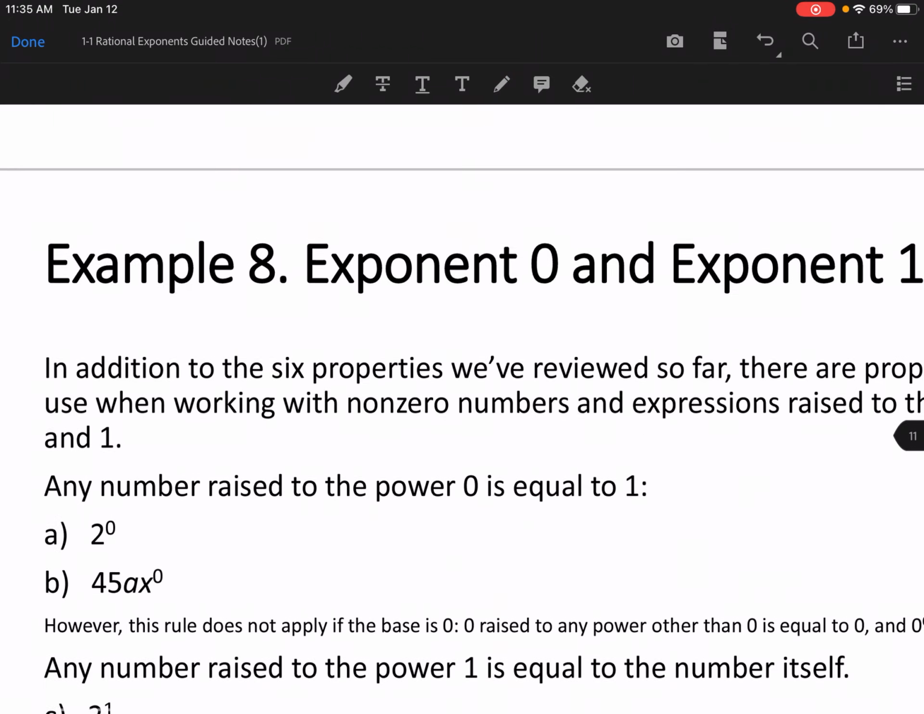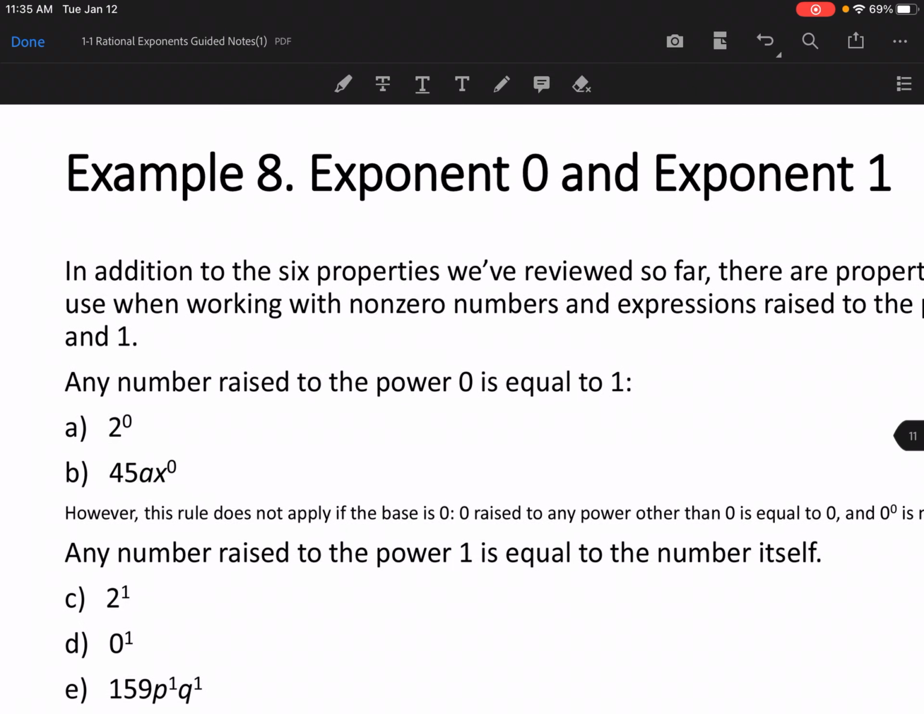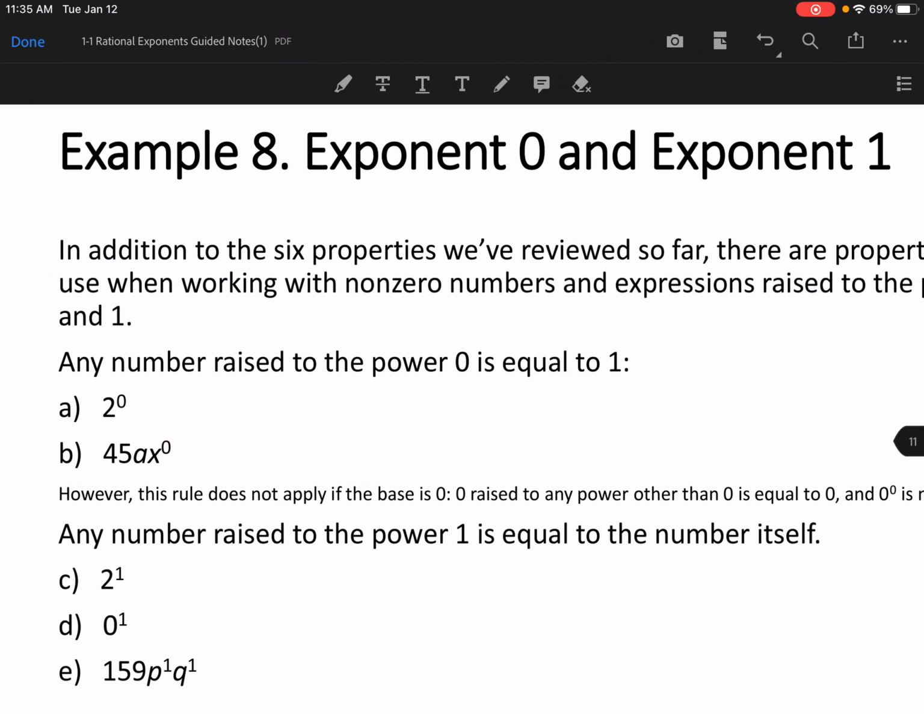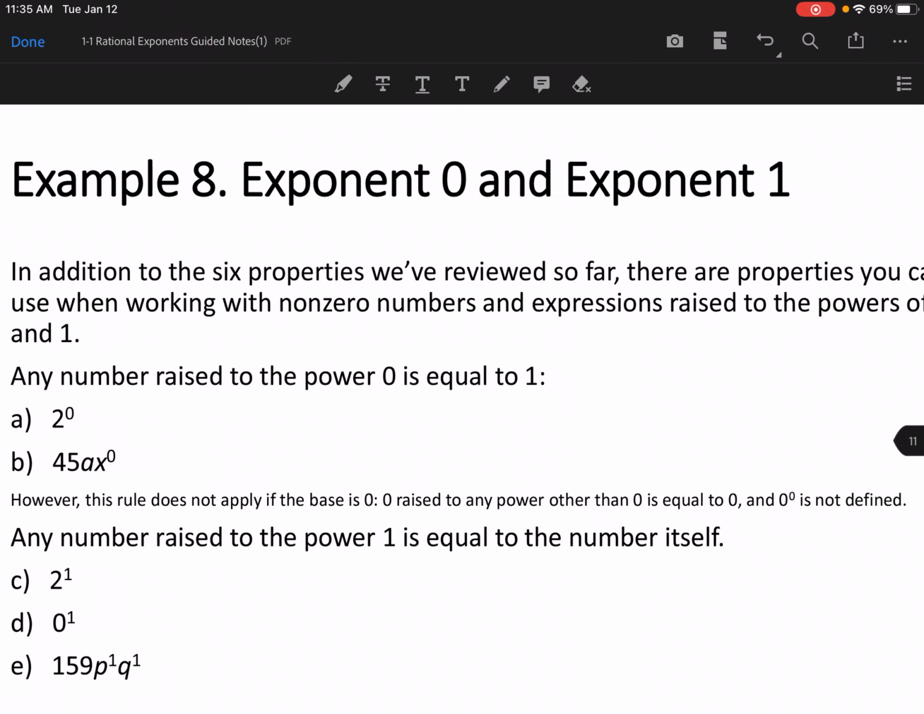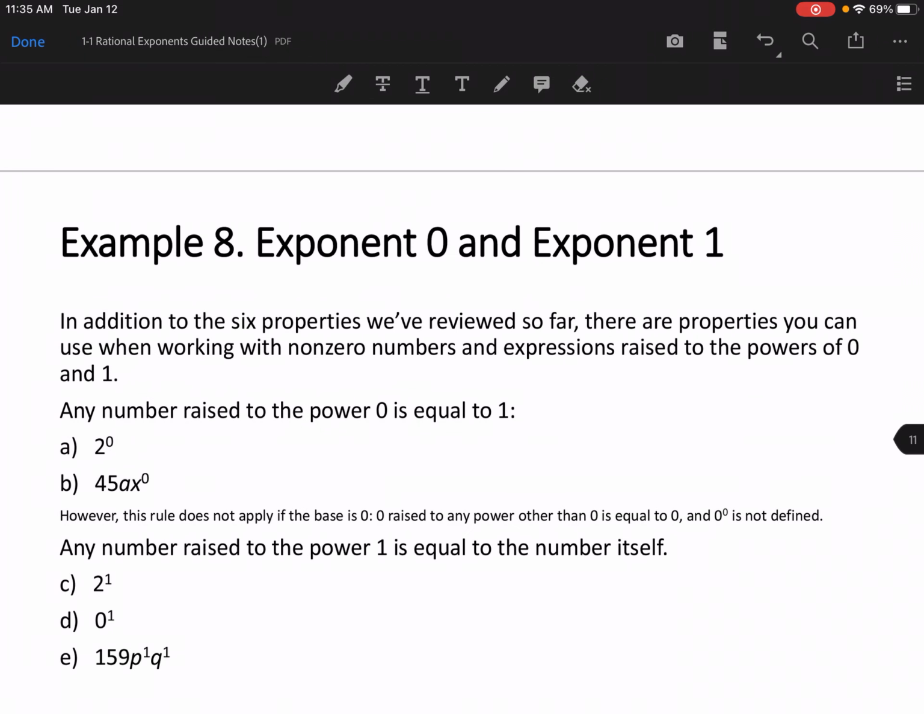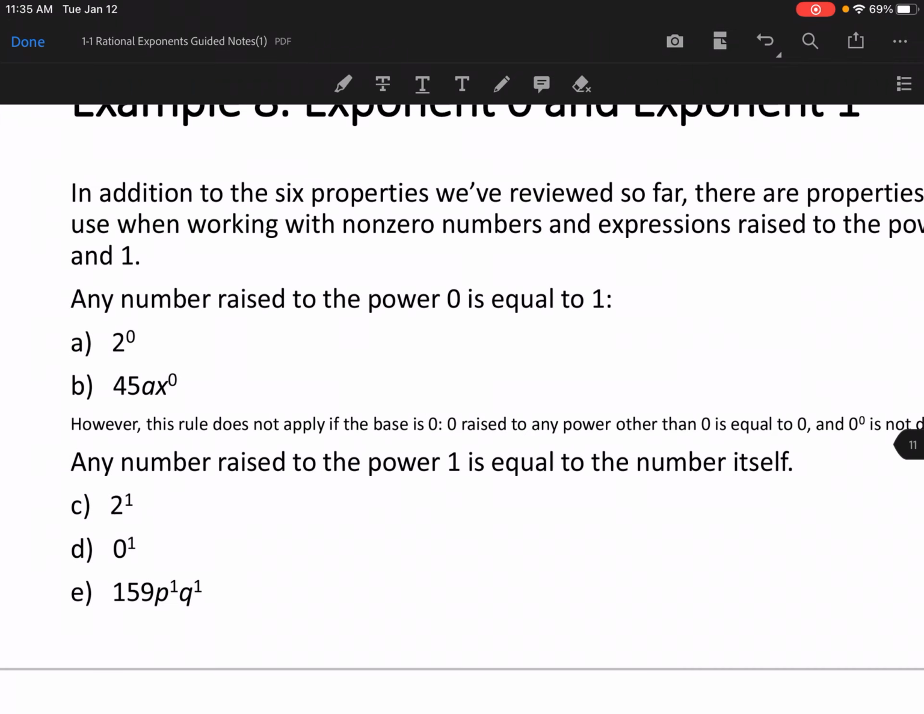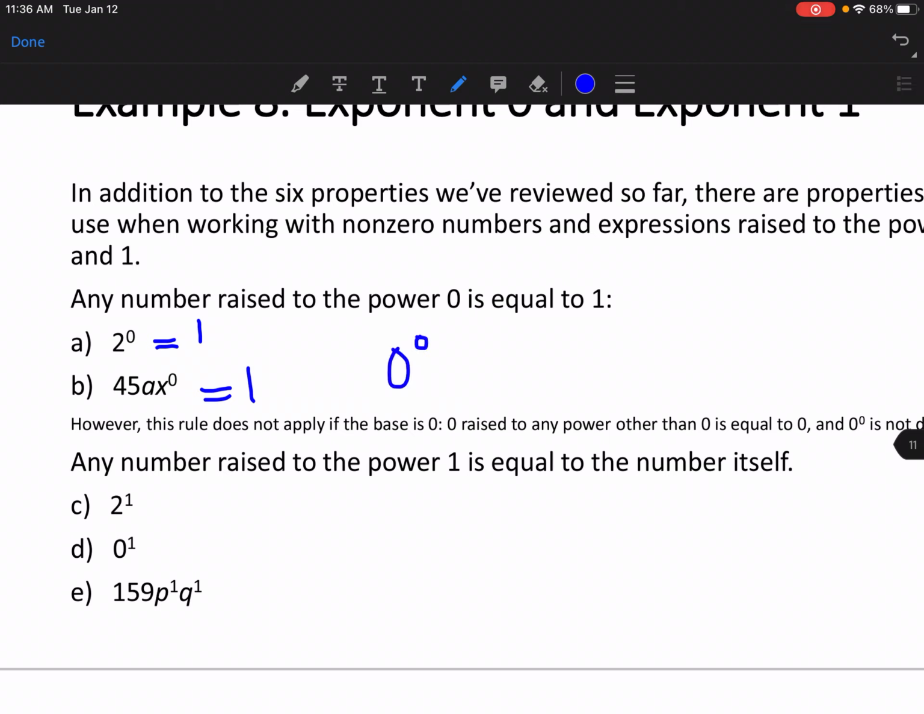All right, let's continue on to the last two. In addition to the 6 properties we reviewed so far, there are properties you can use when working with non-zero numbers and expressions raised to the powers of 0 and 1. Any number raised to a power of 0 is equal to 1. So 2 to the 0 is equal to 1. If you have 45ax raised to the 0, that is also equal to 1. But you cannot do 0 to the 0. 0 to the 0 is undefined.